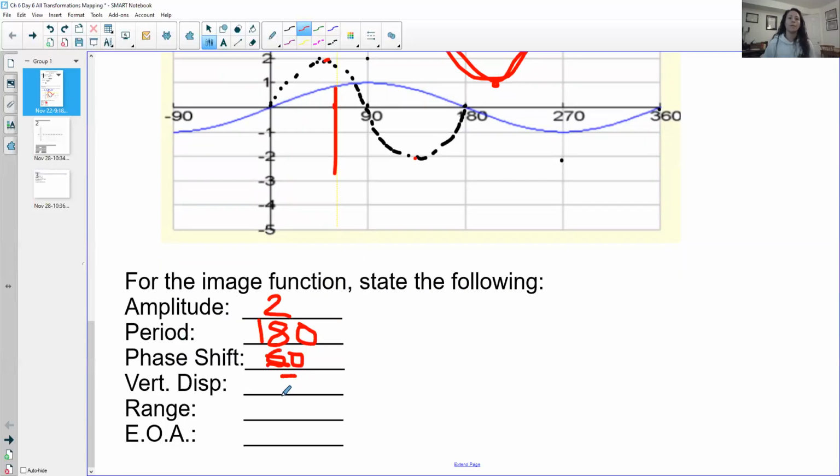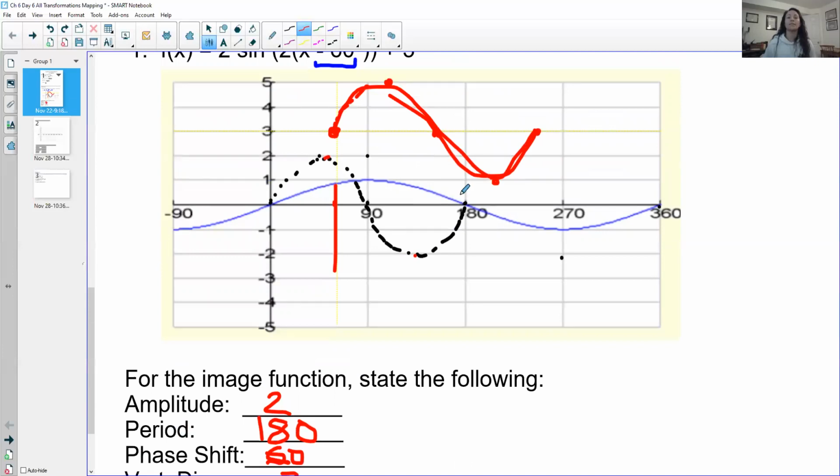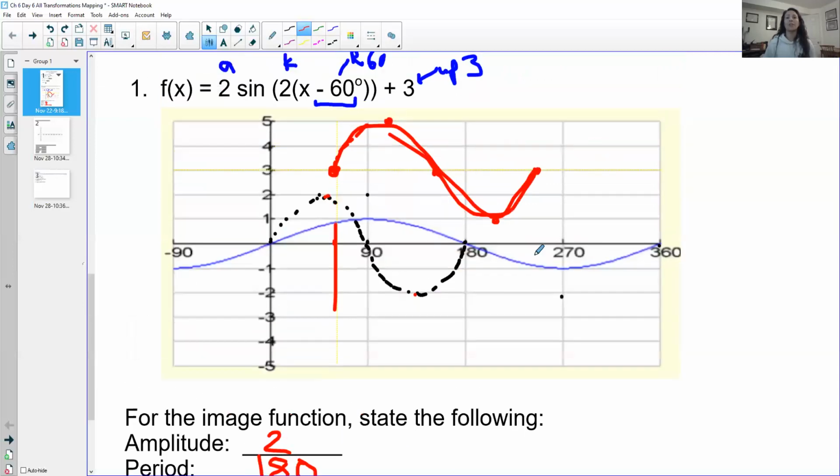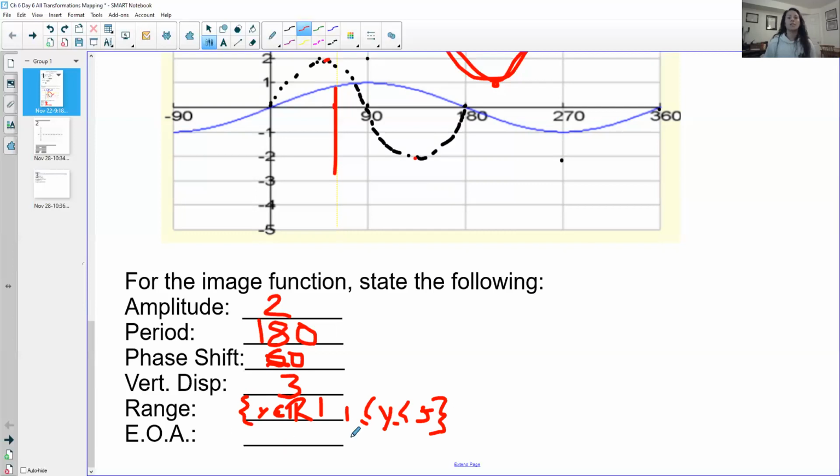Okay, so 3 up. Our range would be all of the Y values from 1 to 5. So hopefully you remember how to write that. Y is an element of the real number system such that Y must be greater than or equal to 1, but less than or equal to 5. And then you close those off in brace brackets. And then the equation of the axis: take your maximum, add your minimum. So 5 plus 1 is 6, divide by 2, you get 3. And our equation was y = 3, so that's good. Okay, all right, so we have got all the information for our new function.